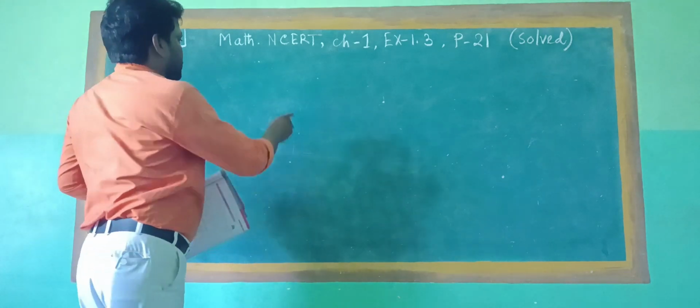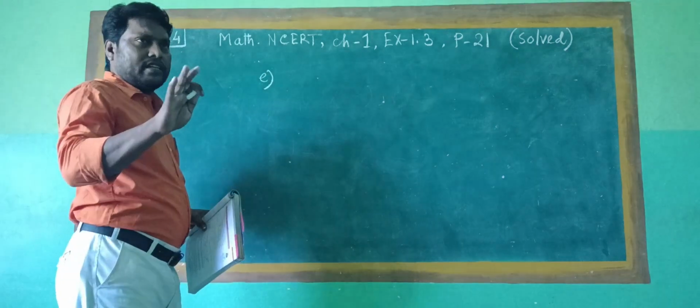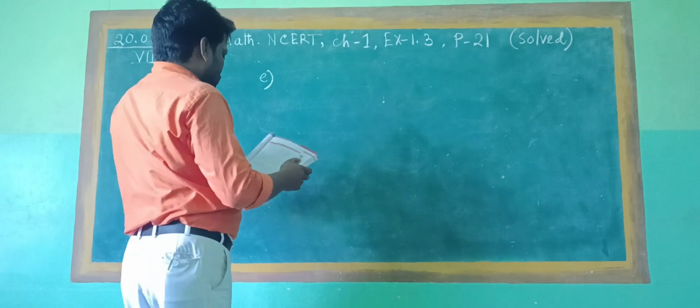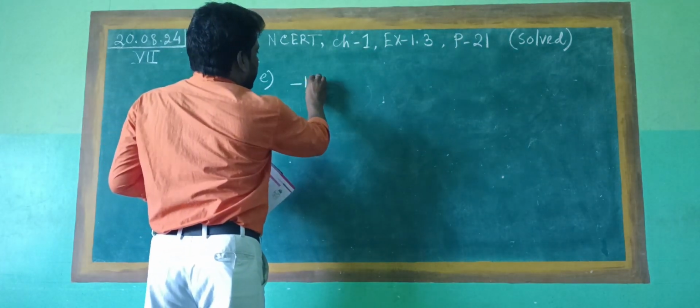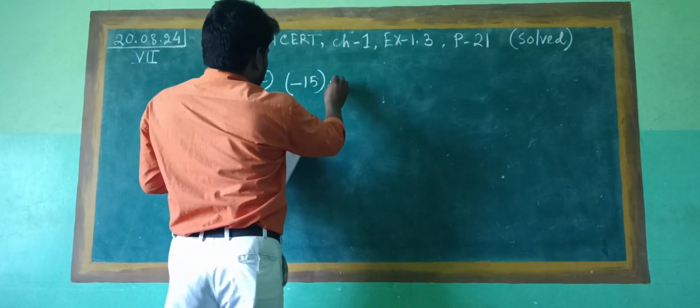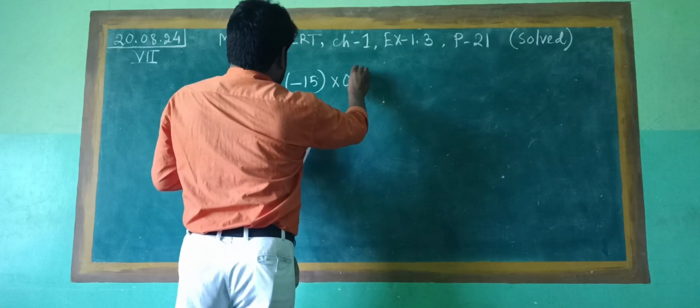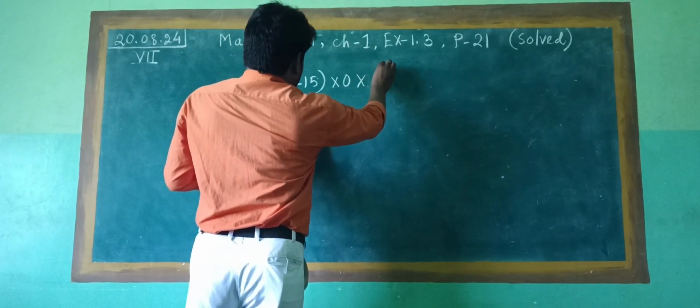Okay. Next, go to problem number E. The important question I am solving. Question number E. Minus 15 into 0 into minus 18.